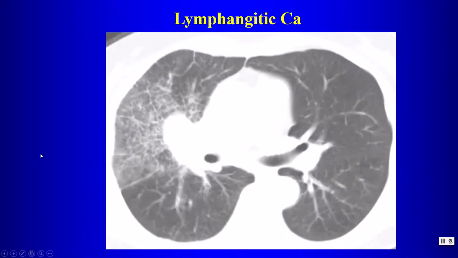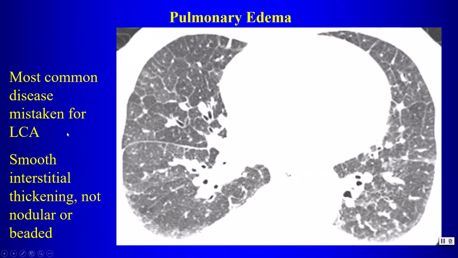in this patient. Here's an example of lung cancer. Here's the tumor here, and you can see the pattern of interlobular septal thickening spreading out from the tumor. This is lung cancer, giving you also an asymmetric pattern of lymphangitic carcinomatosis.